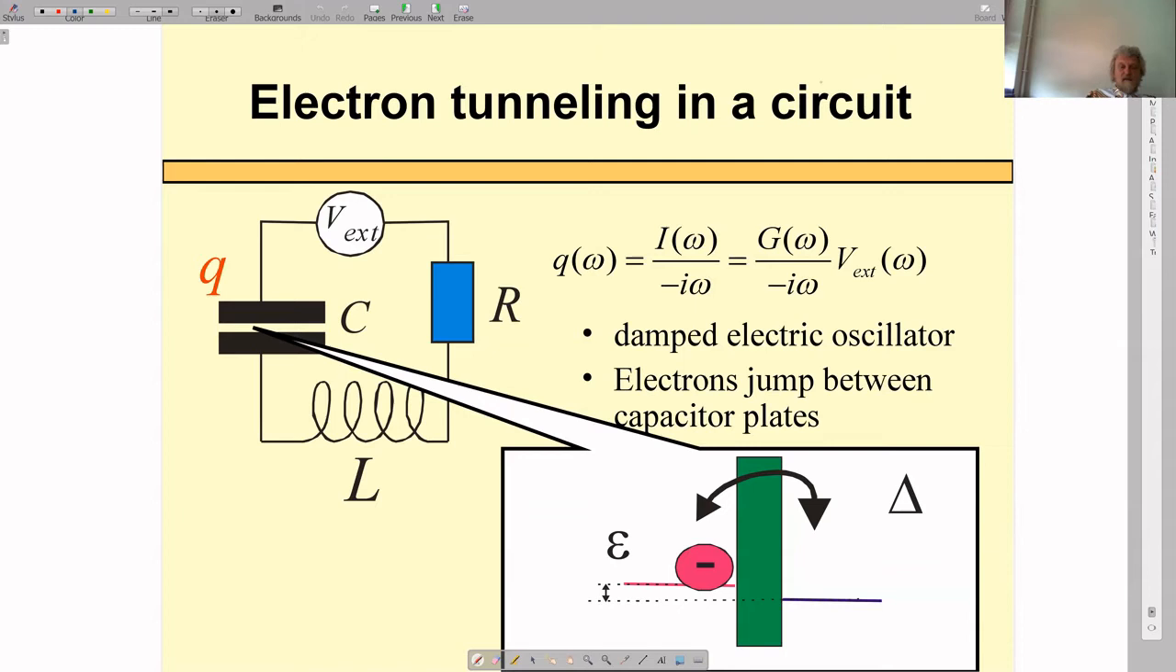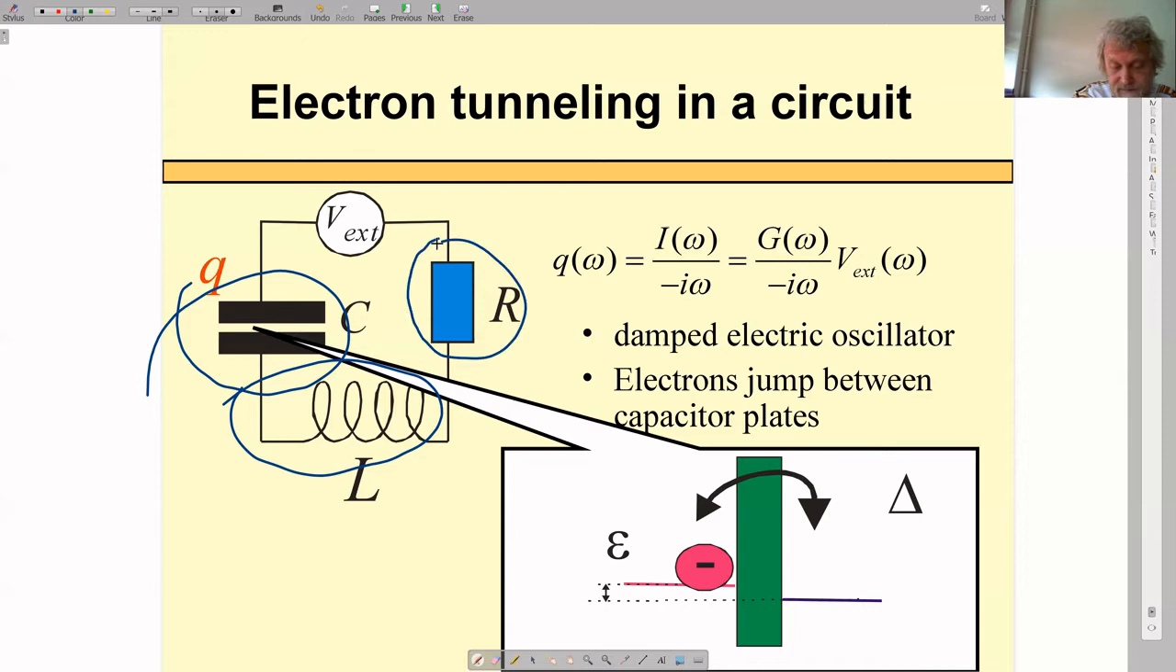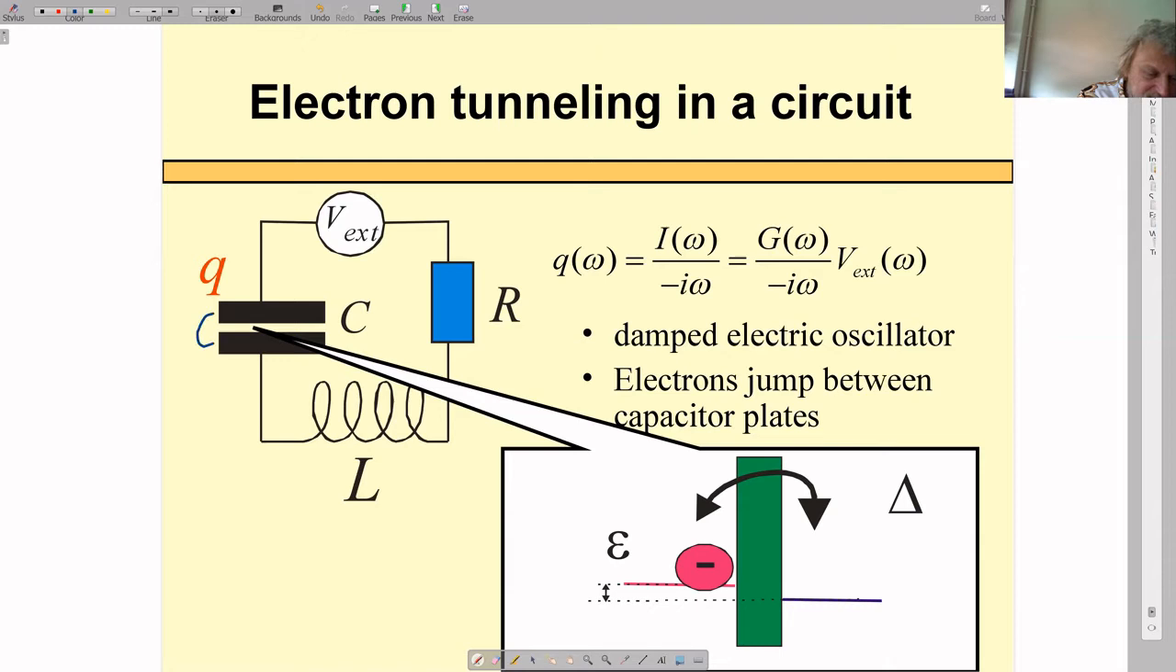First of all, I would like to arrange a circuit with dissipation. You remember it worked last time. So I have, for instance, a resonator made from capacitance and inductance. I will put some resistance in series to provide dissipation. I could even include a voltage source to be able to excite this oscillator. Now let us sophisticate the situation and let us include electron tunneling over here.